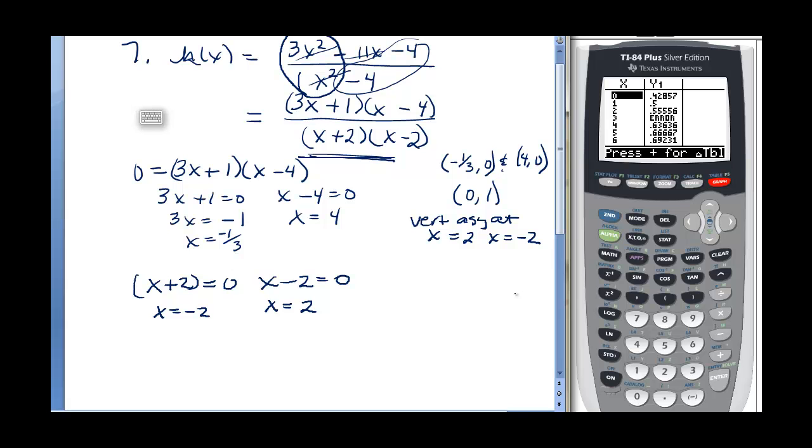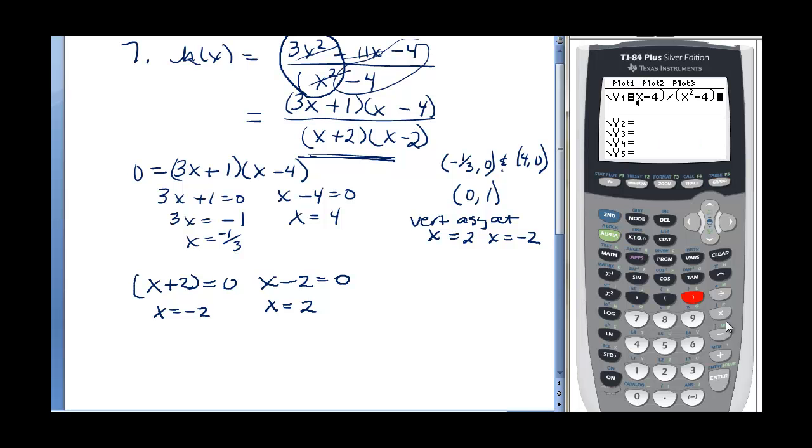So if I go ahead and graph this function, let's confirm what we have found. It does look like I have a vertical asymptote at x equals -2, also at x equals 2. It looks like I'm crossing the horizontal axis at -1/3 and also at 4, and then also crossing the vertical axis at 1.